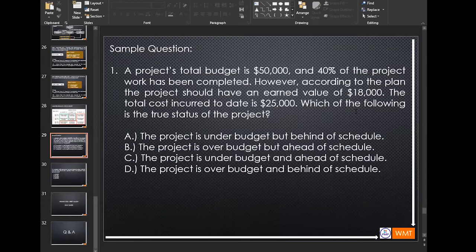A, the project is under budget but behind schedule. B, the project is over budget but ahead of schedule. C, the project is under budget and ahead of schedule. Or D, the project is over budget and behind schedule.